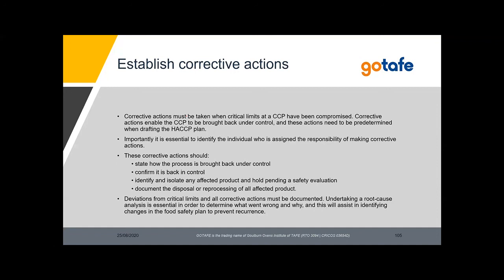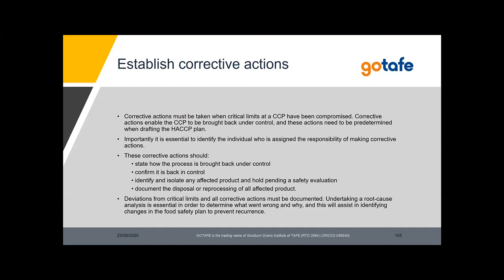Okay. And you put that into your standard operating procedures, and who is responsible for that has been listed in your SOPs. So these corrective actions should state how the process is brought back under control. What do you do, basically, and confirm it's back in control. Okay. Identify and isolate any affected product and hold pending a safety evaluation. And you have to wait until the testing result comes back before making any decisions on the products involved.